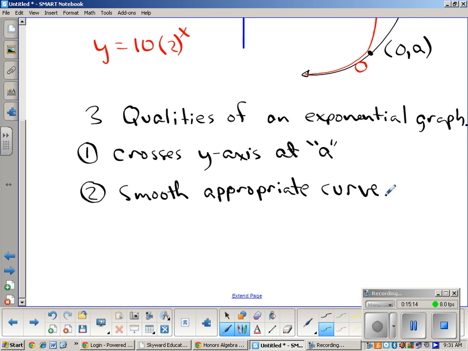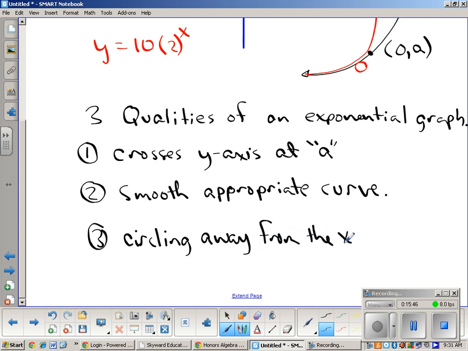Appropriate, what I mean by appropriate, you might want to write down, Garrett. What I mean by appropriate is it's going the right direction. Okay? And the third thing I'm looking for you not to have is, we'll say, circling away from the x-axis. So maybe I should say no circling away from the x-axis.